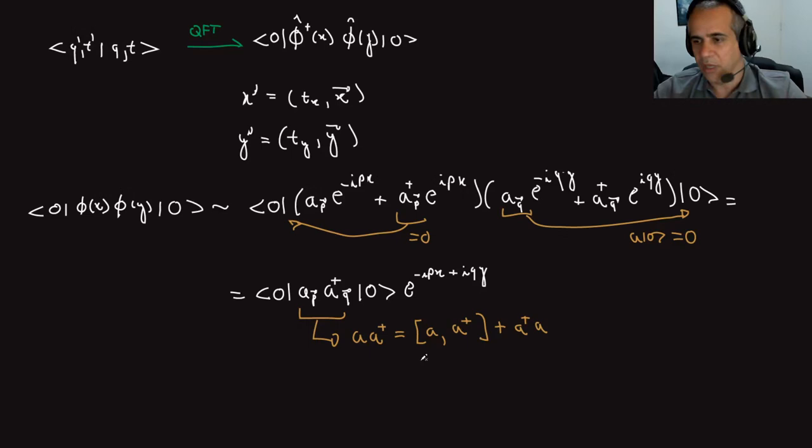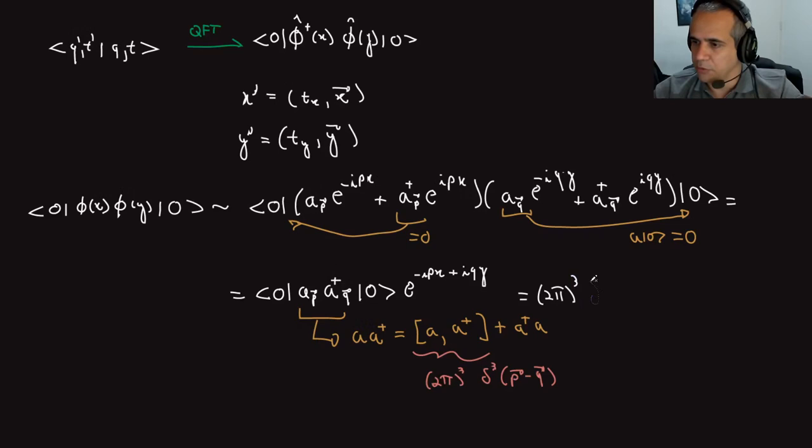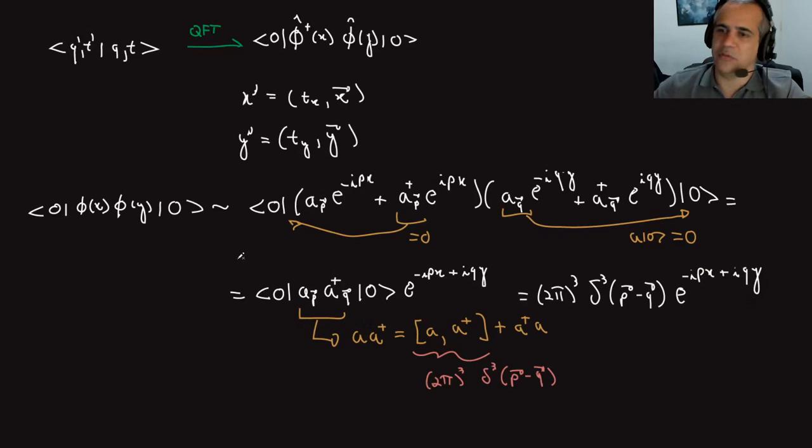And the commutator itself is actually a function. It's not an operator anymore. The commutator is just 2 pi cubed and the Dirac delta of p minus q, which can be taken out of the bracket. And then the normalization of the vacuum is 1. So this whole thing will be just 2 pi cubed Dirac delta p minus q exponential of minus i p x plus i q y. Of course, there are a lot of integrals in the front here.